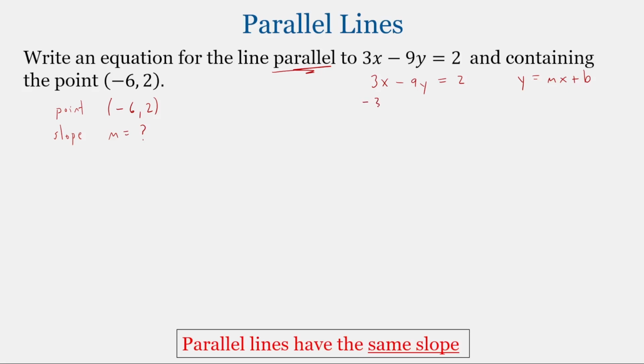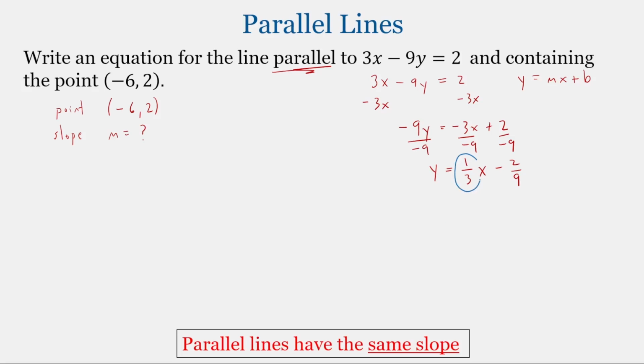So first I'll subtract 3x from both sides. This gives us -9y = -3x + 2. And then we're going to divide both sides by -9. We now have 1y, or y, equal to -3 divided by -9. We can simplify that down to 1/3 x - 2/9.